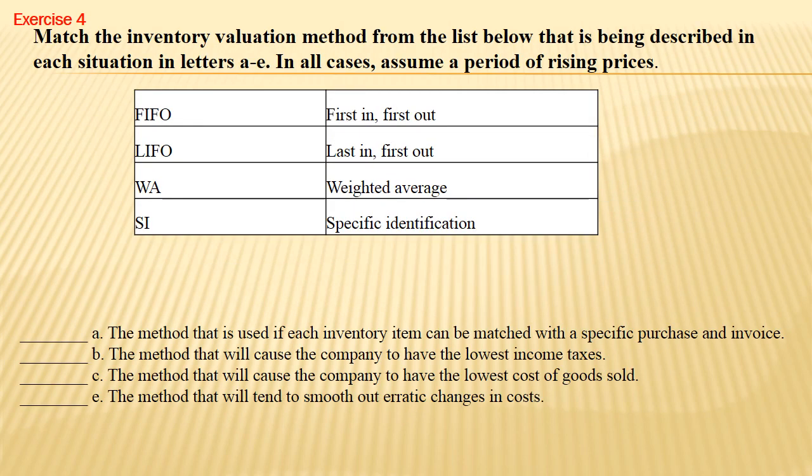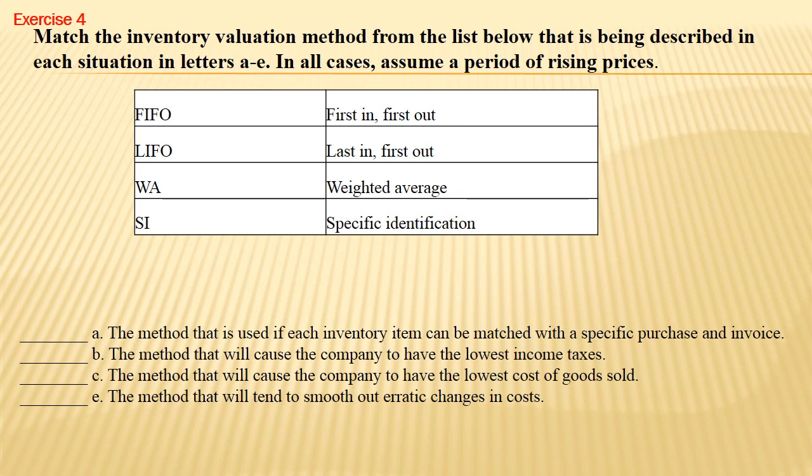Let's move to exercise 4. Exercise 4 is about different inventory costing methods. This exercise requires you to match the inventory valuation method from the list below that is being described in each situation in letters A through E. In all cases, assume a period of rising prices.